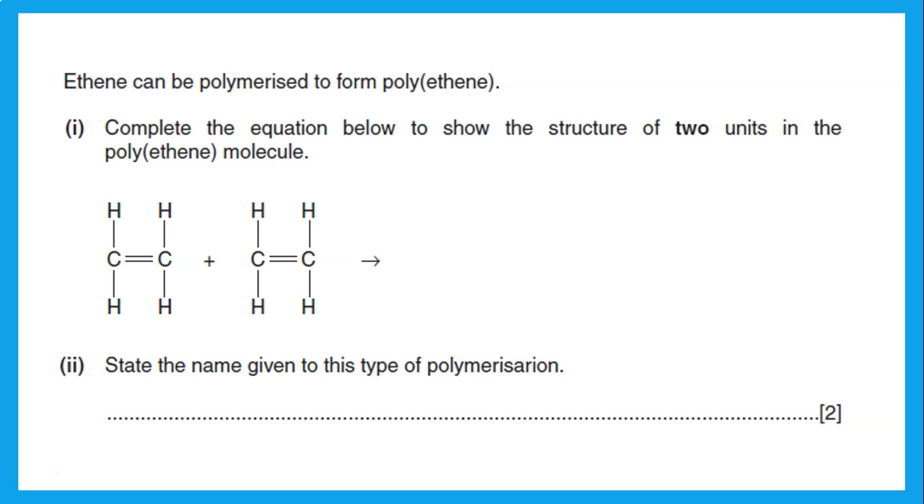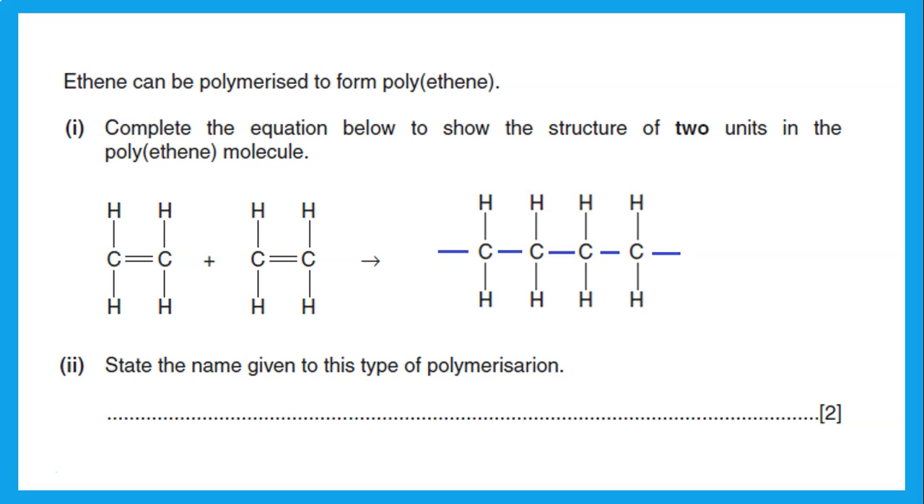Okay, ethene can be polymerized to form polyethene. Complete the equation below to show the structure of two units. Remember that each of these is referred to as one unit. Now, if we form polymers, how do we form polymers? The double bond is opened to form a single bond, and we make a bond on the right and a bond on the left to join to the next unit. Here we have two units repeated, so this is the structure of the two repeat units.